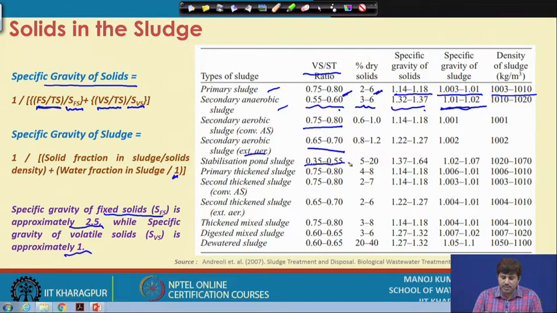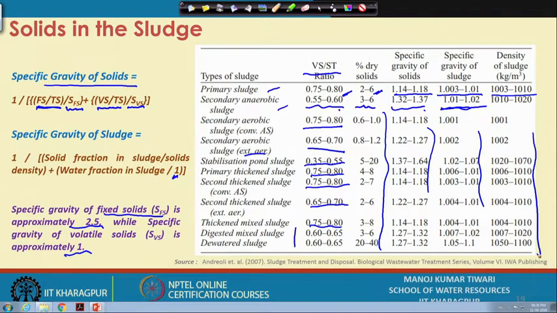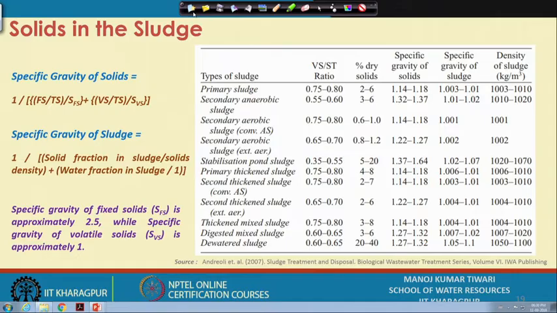Then when we stabilize it, there are stabilization pond, primary thickening, secondary thickening through activated sludge, secondary thickening through extended aeration, thickened mixed sludge, then digested mixed sludge and dewatered sludge. All these give useful information in the form of the specific gravity of the dry solids, specific gravity of the sludge, density of the sludge, and percentage of dry solids. So that way we can estimate the extent, volume or weight of the solids present in the sludge.